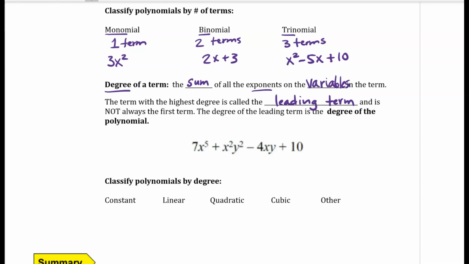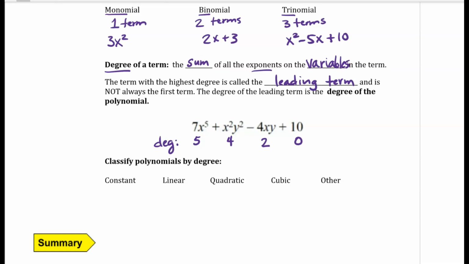So if we look back at our example, if we look at the first term, the exponent is 5. So the degree of the first term, I'll just list them here. The degree is going to be 5 for the first term. In the second term, x squared y squared, we want to add these exponents 2 plus 2. So the degree of that term is 4. In the next term, we have x to the first power and y to the first power, so the degree of that term is 1 plus 1, or 2. And the degree of 10, since it doesn't have any variables on it, is going to be 0.